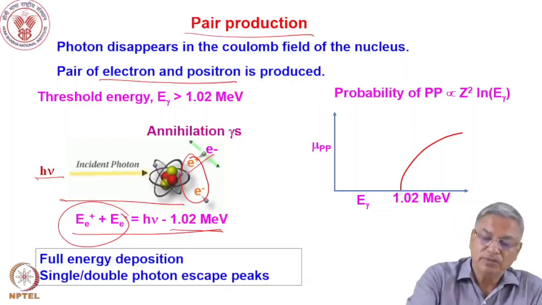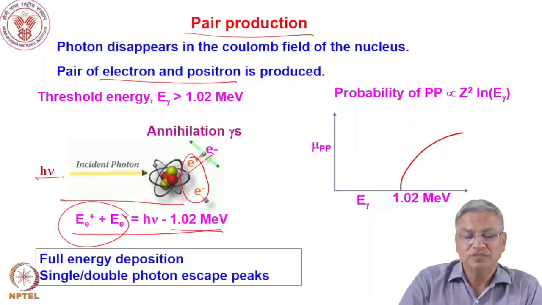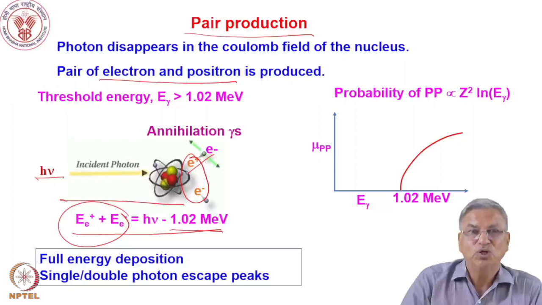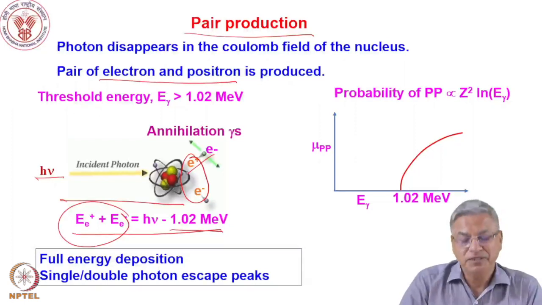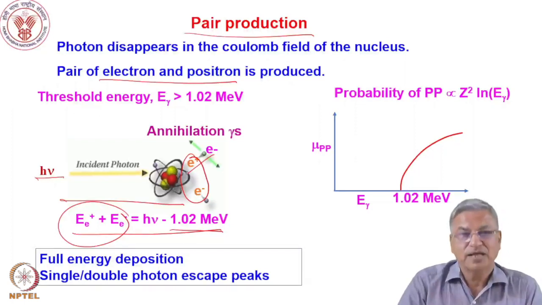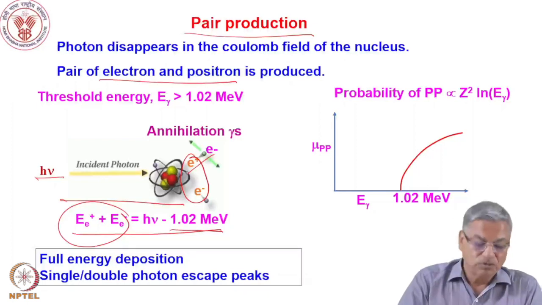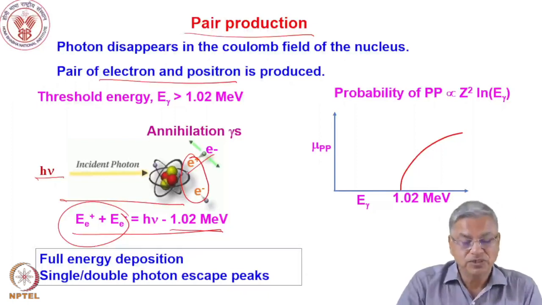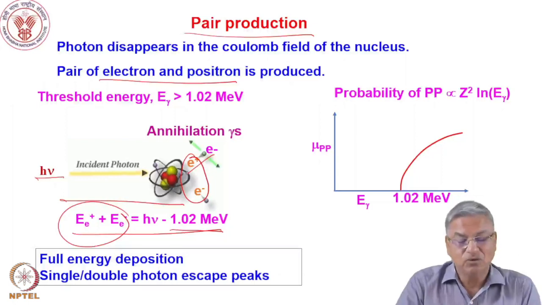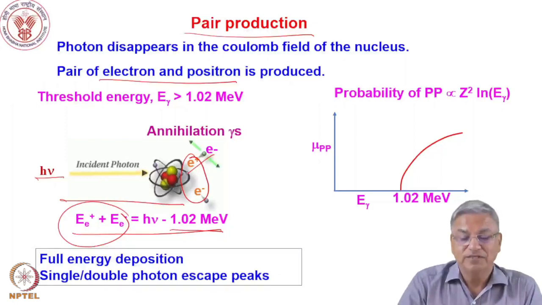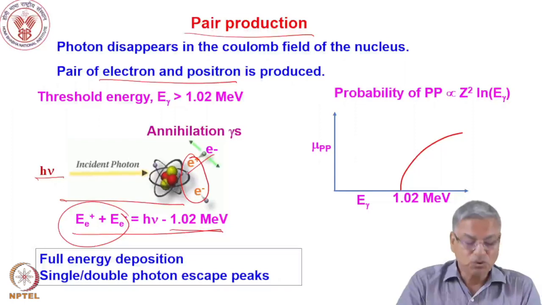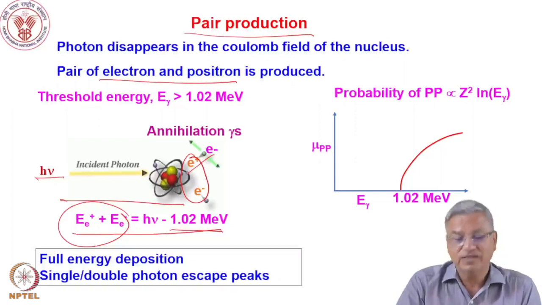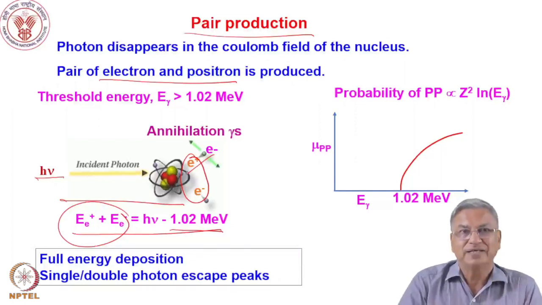This positron will get thermalized in the medium, and it can meet another electron in the medium and annihilate with it to give you two 511 keV gamma rays, which we discussed in the interaction of positron with matter. The net result of pair production, as you can see here, is a high energy electron and two 511 keV gamma rays, and then these 511 keV gamma rays can further interact with the medium. Either they can get deposited in the system, or they can escape also.